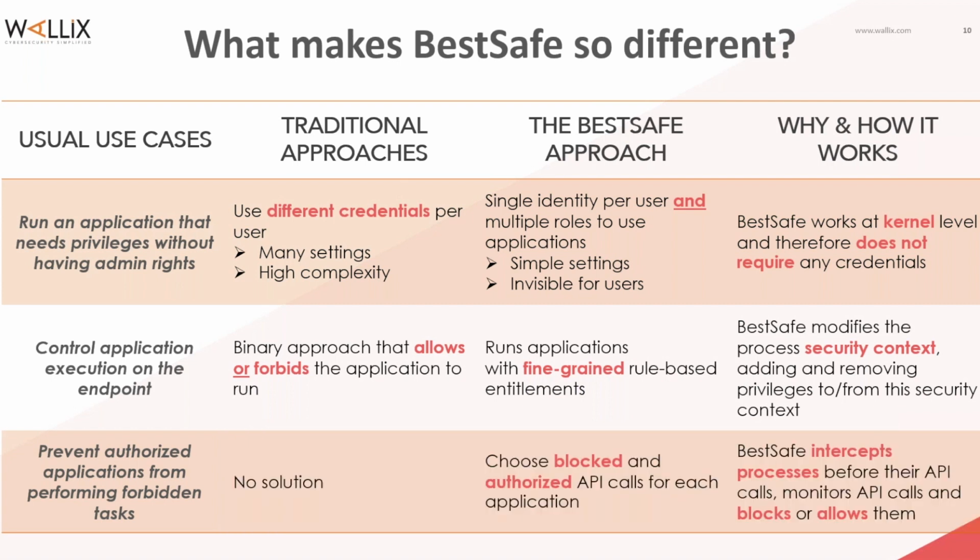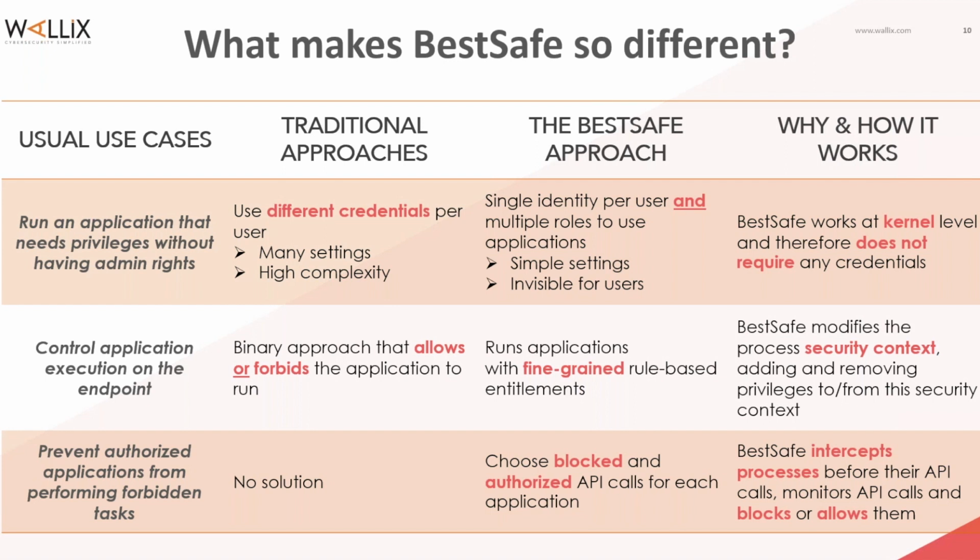This next use case takes granular endpoint protection to new levels. BestSafe enables full control over API calls made by each application and determines whether they are authorized or not. This functionality is particularly useful for protecting web browsers against malware, which can otherwise force the browser to make encryption API calls to encrypt a hard disk, for example.